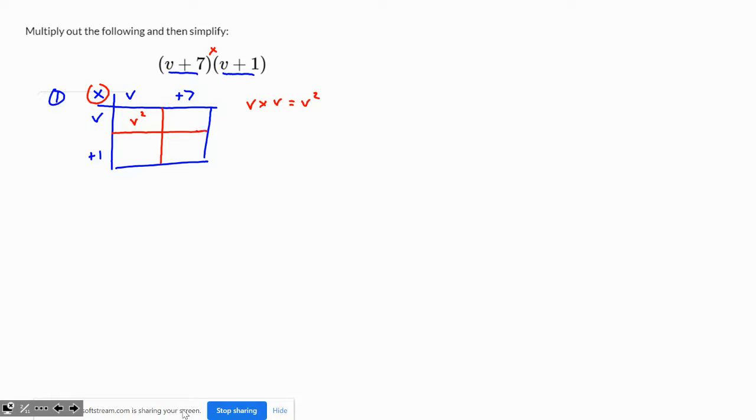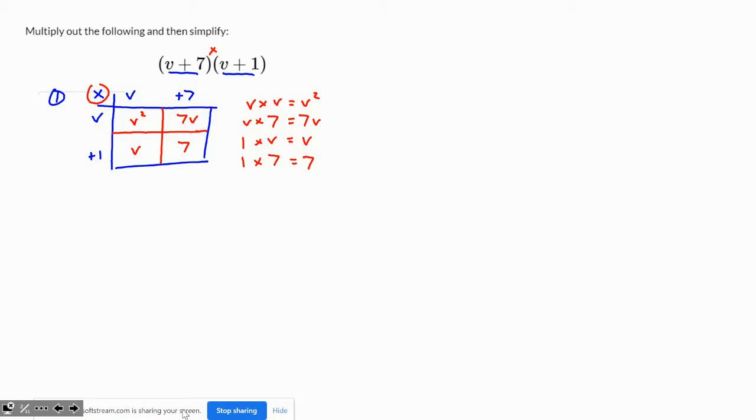In the second part of our grid, we're going to have v times 7, that's the top right. We write that as 7v. In the bottom left, we're going to have 1 times v, which we write as just v. And in the bottom right, we're going to have 1 times 7, which we'd write as just 7.